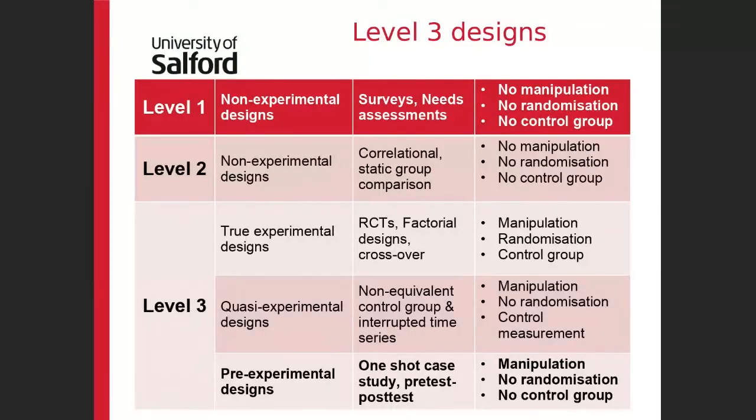So level 3 designs, then the last one is what we call a pre-experimental design. And if it's a pre-experimental design, whilst we do have manipulations, we're doing something, giving them a treatment or changing something, we don't have randomization and we don't have a control group. And these sort of designs are called either one-shot case studies or a pre-test post-test design, or pre-post design.